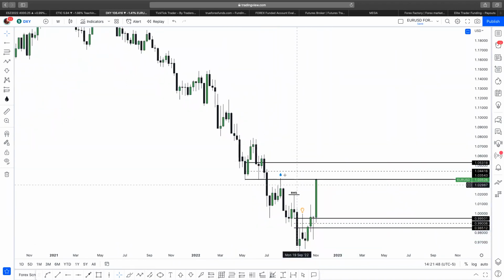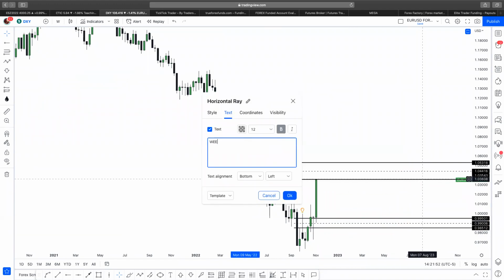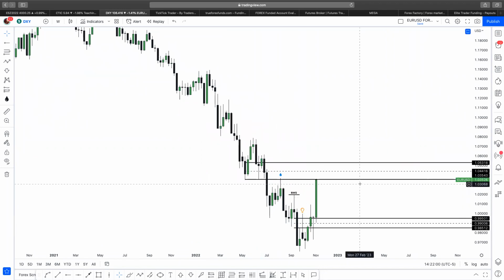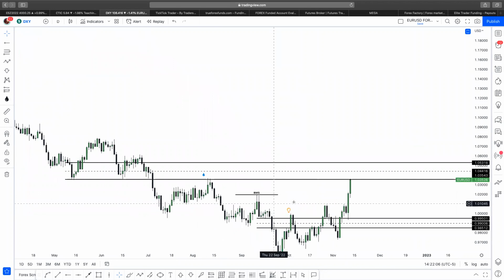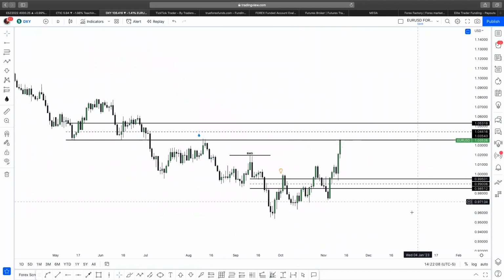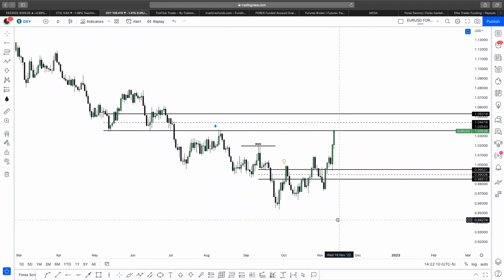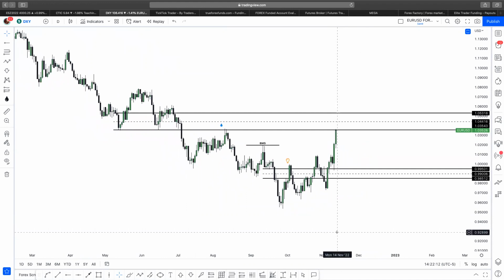So just be aware that this zone here is basically the weekly block, right? I'm not even going to mark it. It's just what this is from being at the session. Going to the daily. Now look at what we have here. Beautiful market maker buy model at play, right?